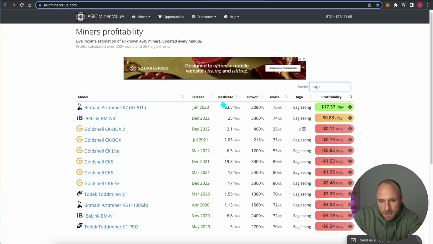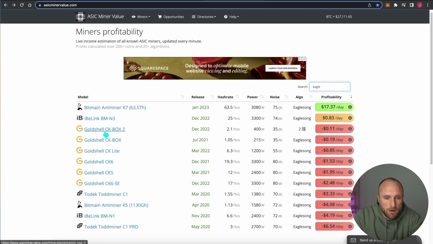If you look at the hash rate of this Bitmain Antminer K7, it's blowing all these other Goldshell devices and these other devices out of the water. That's really what's driving the unprofitability that we're seeing in some of these CKB miners today. And that's why we're seeing an increase in mining difficulty across this CKB network, because you really are starting to see these K7 devices go online.